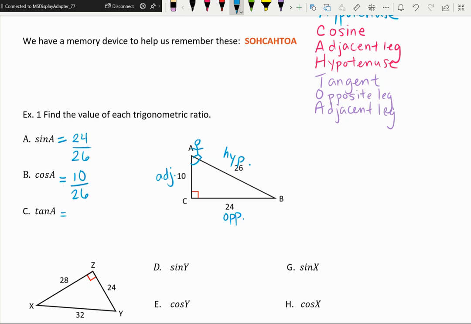All right, and then the tangent. The tangent of A is equal to, make sure you've got an equal sign in there, it is an equation, the opposite leg divided by the adjacent. So TOA stands for opposite over adjacent. My opposite is 24. My adjacent is 10.